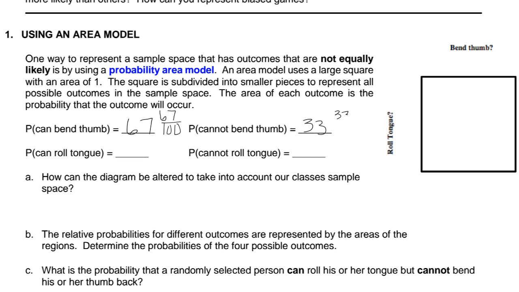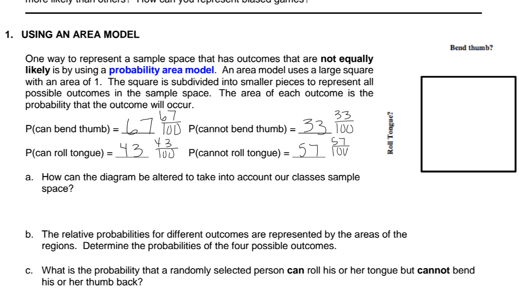If we write that as a fraction, we've got 33 over 100, and that'll be important in a couple minutes. And then let's just say that the probability that a student can roll their tongue is 43%. So 43, and we can again write that as a fraction, 43 over 100. That means the probability that a student cannot roll their tongue, 100 minus 43, would give us 57%. So 57 as a fraction, 57 over 100.